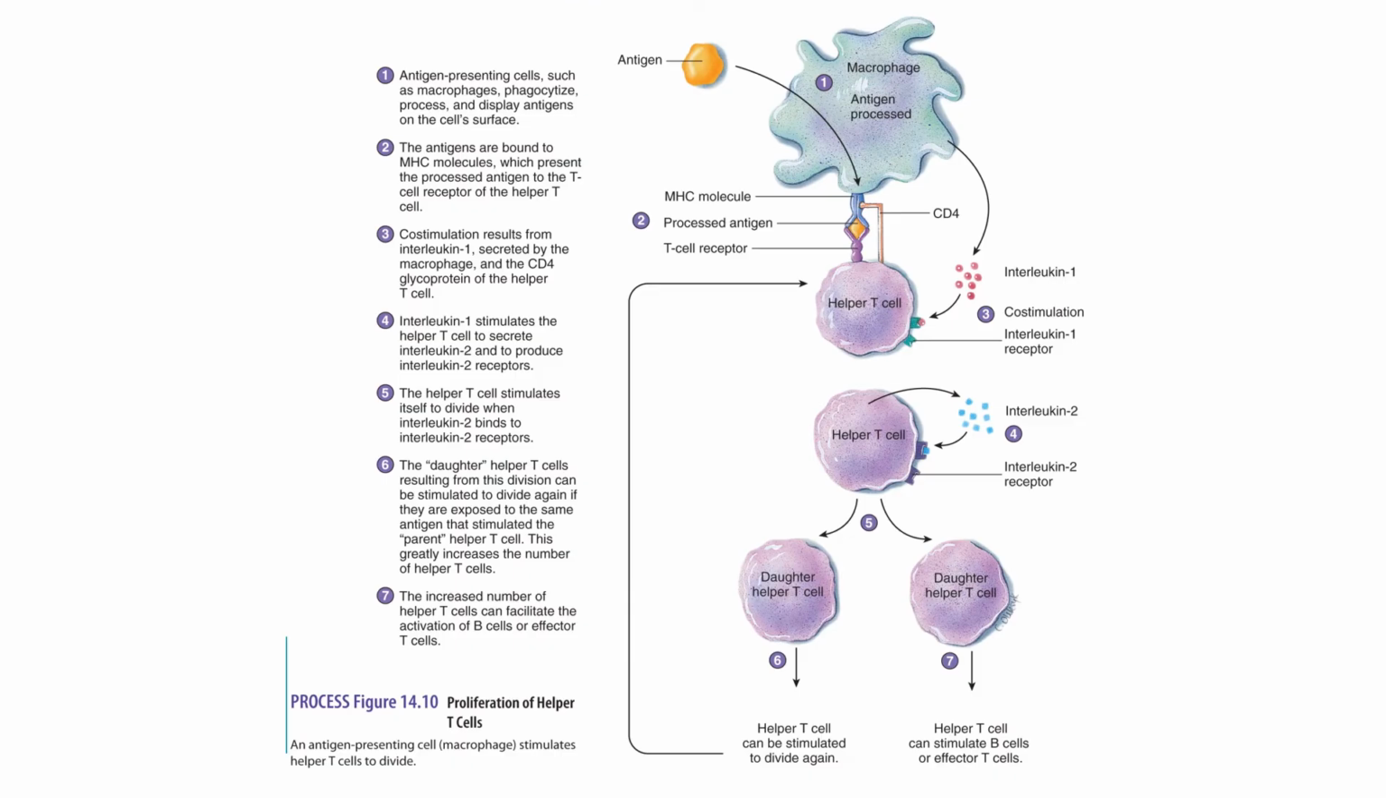In this one, it would actually show you how the proliferation of the helper T cells happens. An antigen-presenting cell or a macrophage stimulates the helper T cells to actually divide. So please study how this process goes for you to better understand how your helper T cells are actually dividing or multiplying their numbers.